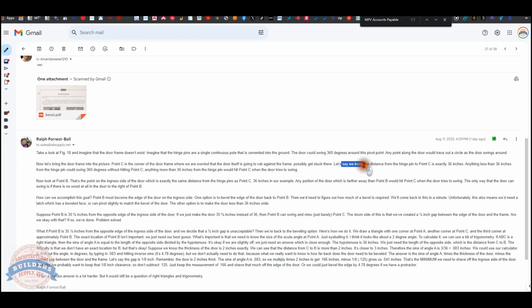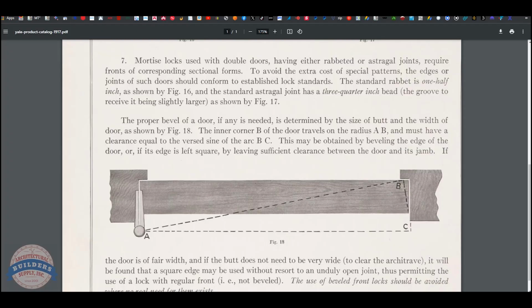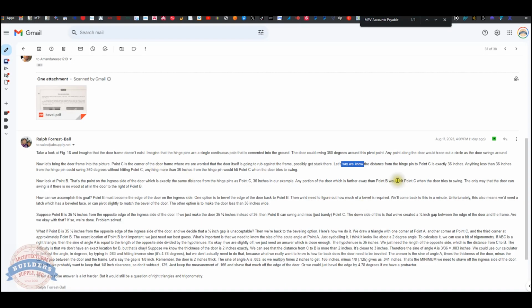Let's say we know the distance from the hinge pin to point C is exactly 36 inch, and it can be, because from here over is 36 inch. It could be anything. It doesn't matter what it is. In reality, it's going to be a very small fraction smaller than that, but it just doesn't matter. Anything less than 36 inch from the hinge pin could swing 360 degrees without hitting the point C. Anything more than 36 inch is going to hit point C.